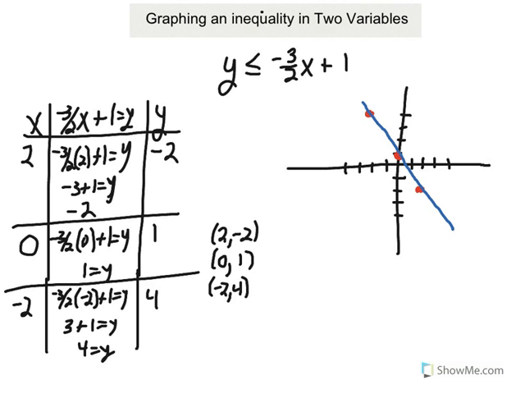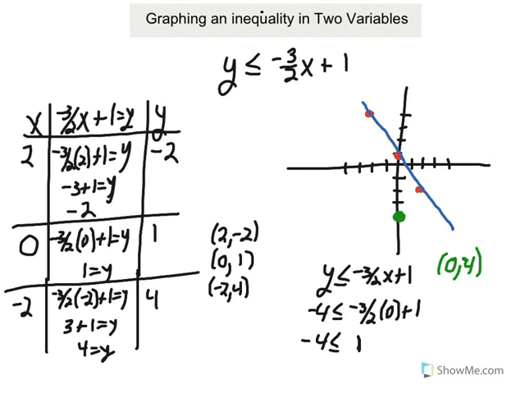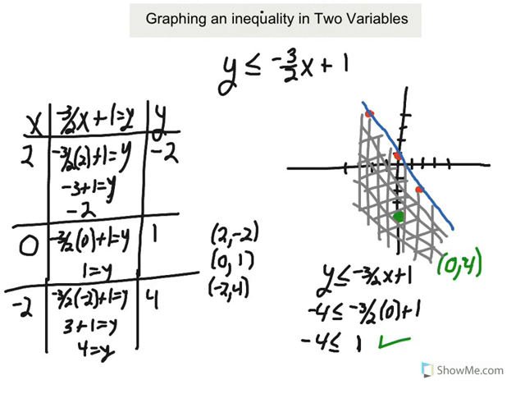But let's check that. Let's check to see if the point (0, -4) is a solution for the line. When we plug in 0 for x and -4 for y and solve on the right, we find out that 1 is on the right and -4 on the left, and we know that -4 is less than or equal to 1. Therefore, we're going to shade below the line. Please pause the video and copy this into your notes.